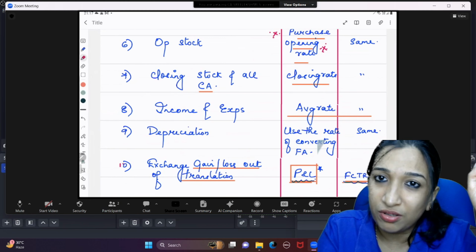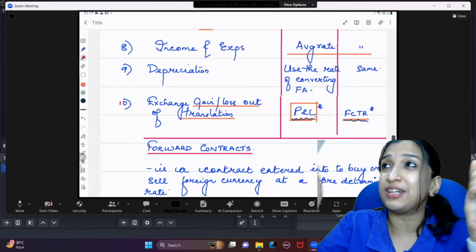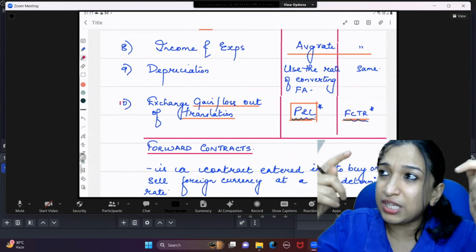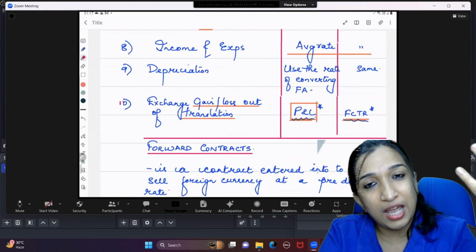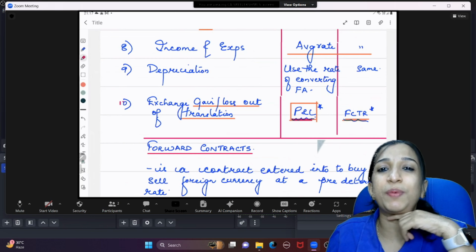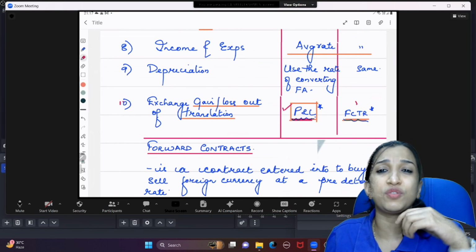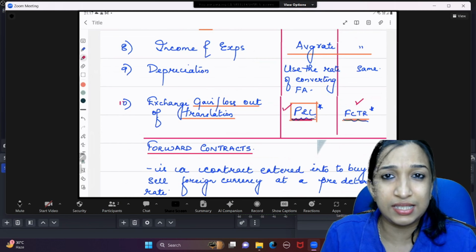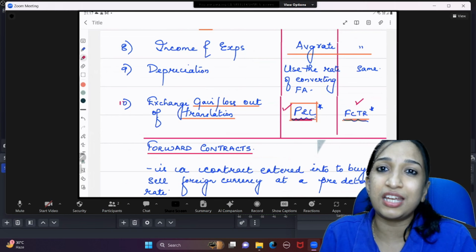Then depreciation, closing rate. Now, exchange gain or loss: your trial balance will not tally because each item is converted using a different rate. So, your trial balance will not tally. So, if it is integral, gain or loss will be transferred to P&L. If it is non-integral, gain or loss will be transferred to foreign currency translation reserve.